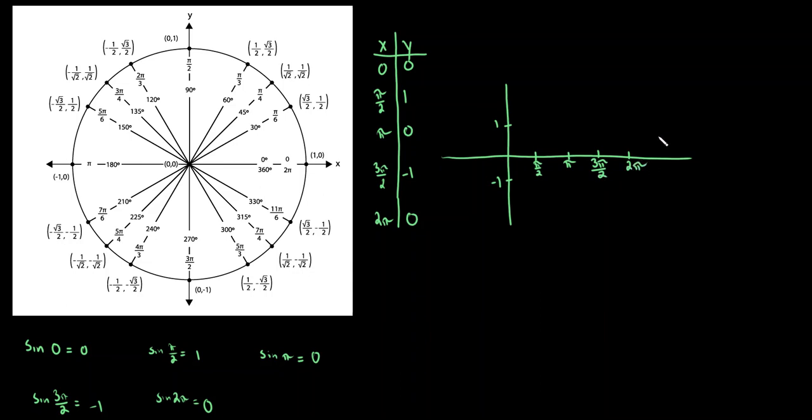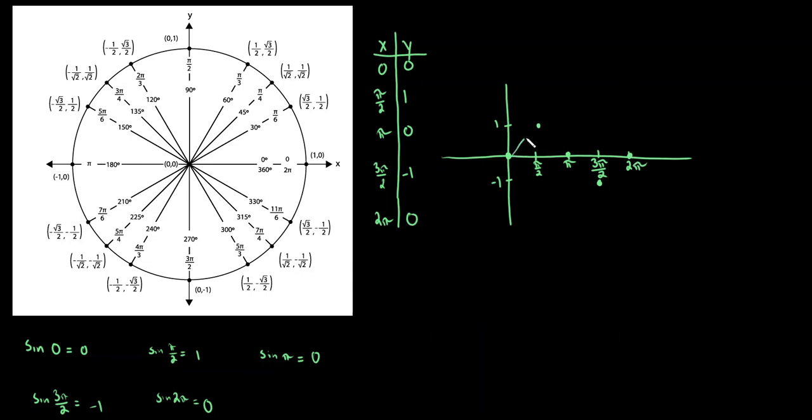And let's go ahead and make that graph. So at 0, we're at 0. So we're at the origin. Okay. Now at pi over 2, we're up here at 1. At pi, we're back down at 0. At 3 pi over 2, we're down at negative 1. And at 2 pi, we are at 0. Okay. So these are the points on our graph.